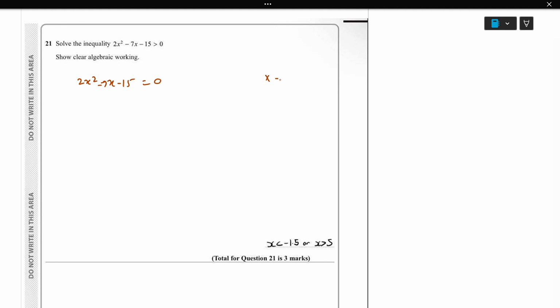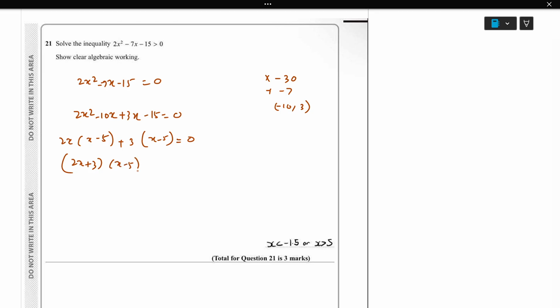Here the multiplication should give negative 30, and the addition should give negative 7, which is going to be 10 and 3. So negative 10 and 3. So 2x square minus 10x plus 3x minus 15 equal to 0. Bring 2x out: x minus 5. So x minus 5, and here 3, equal to 0. So 2x plus 3 and x minus 5 equal to 0. So 2x plus 3 equal to 0 or x minus 5 equal to 0. So x equal to minus 3 by 2 and x equal to 5.